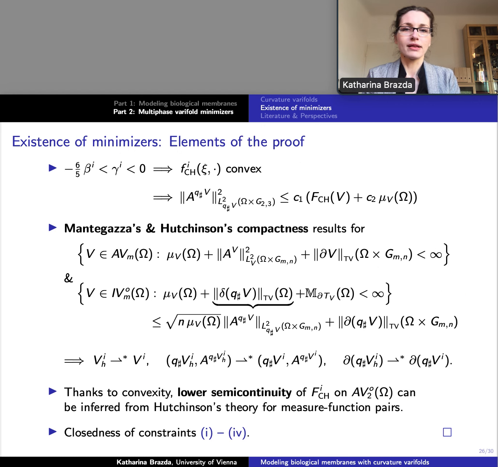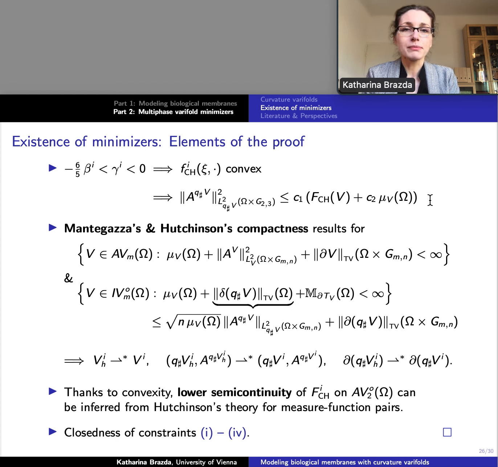So the proof is straightforward by the direct method. Under this parameter bounds here on beta and gamma, we get the convexity of the Canham-Helfrich integrand as a function of the curvature variables. And then one further can estimate the L2 norm of the curvature functions in terms of the energy and the mass.